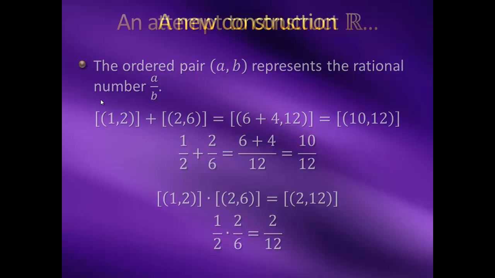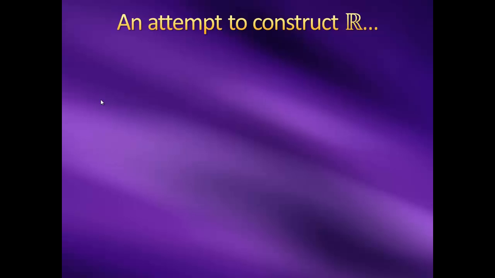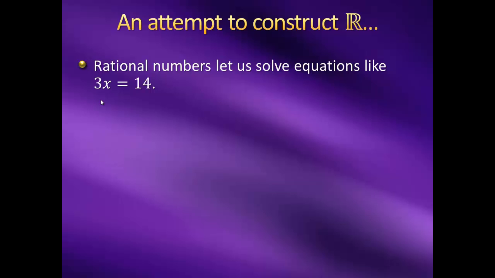The rational numbers let us solve some equations that wouldn't have been solvable in the integers. For instance, recall how when we were talking about number theory, we said that the equation 3x equals 14 has no solution in the integers. But by extending our number system to include the rational numbers, our equation now has a solution, the rational number 14 over 3, or 4 2/3.